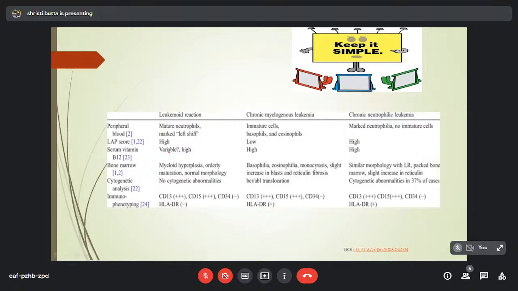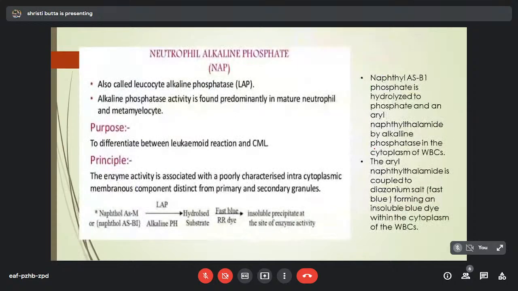Bone marrow examination in a leukemoid reaction shows a myeloid hyperplasia, whereas it shows basophilia, eosinophilia, monocytosis, and increase in blasts in CML. It should be noted that HLA-DR, okay, is negative in case of leukemoid reaction, whereas it is positive in case of CML and CNL. Besides that, we also have the cytogenetic abnormalities like BCR-ABL in CML and CSF3R seen in 89 to 100% of the cases in CNL.